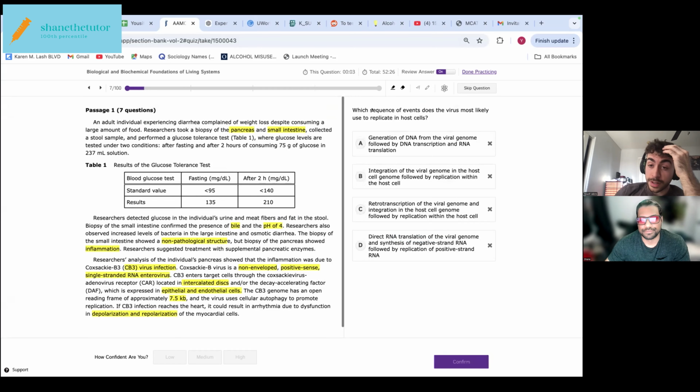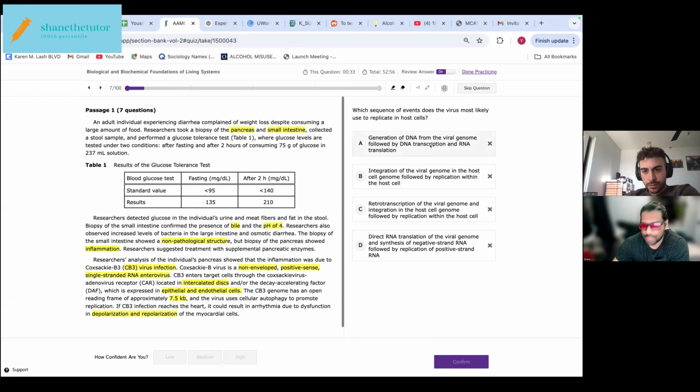Which sequence of events does the virus most likely use to replicate in host cells? Yeah, I knew they were going to ask this when they said positive sense single-stranded RNA enterovirus. It says generation of DNA from the viral genome followed by DNA transcription and RNA translation.